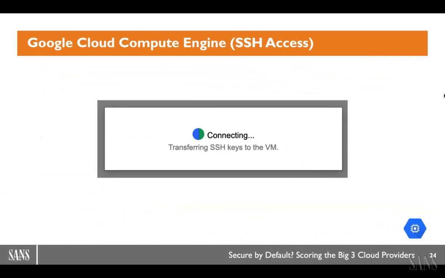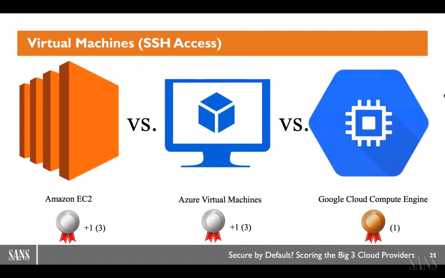So I couldn't give Amazon and Azure the gold medal here because they both have some pretty glaring issues, but Google clearly belongs at the bottom of the pack. So I settled on giving Amazon and Azure both silver medals, and I gave Google the bronze.